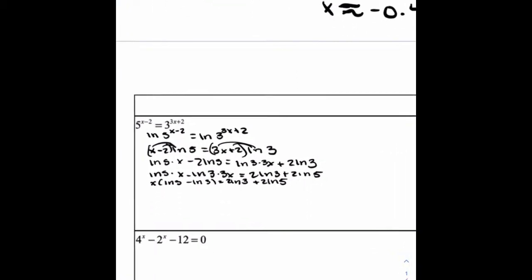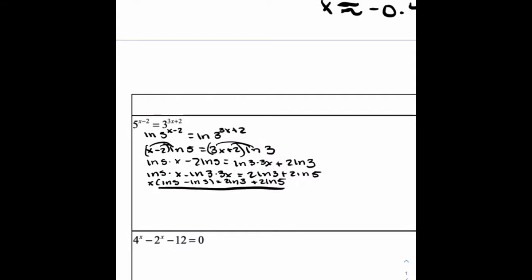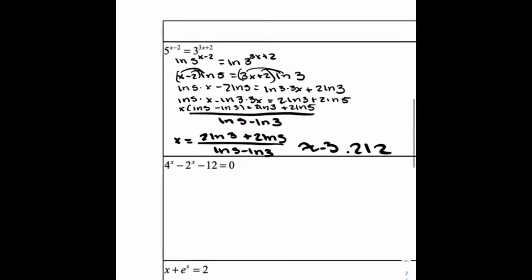So let me shrink this. That's good. So I'm going to divide both sides by natural log 5 minus natural log 3 and get x equals 2 natural log 3 plus 2 natural log 5 over natural log 5 minus natural log 3. Plug this in your calculator and you get about negative 3.212.